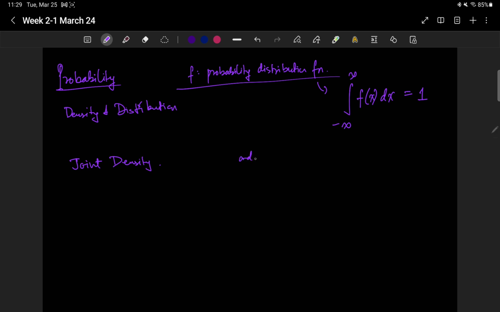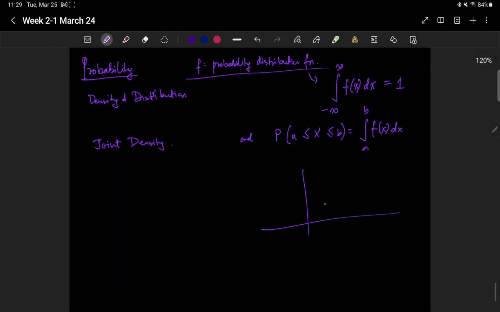And the probability between a and b is similarly given by the integral from a to b of f of x dx. So what's happening here is, here's a probability distribution. If you want to find the probability of something between a and b, it amounts to finding this area, and that amounts to finding this integral. So where does the double integral come in?